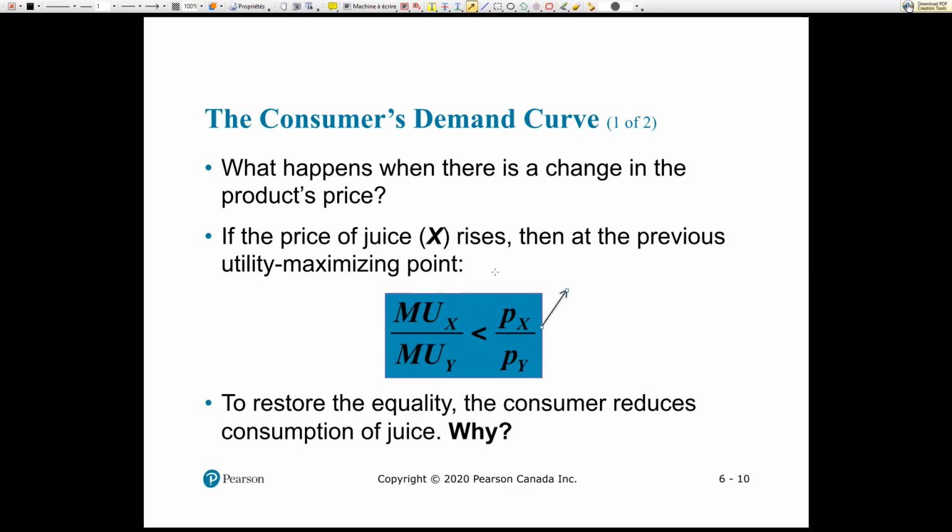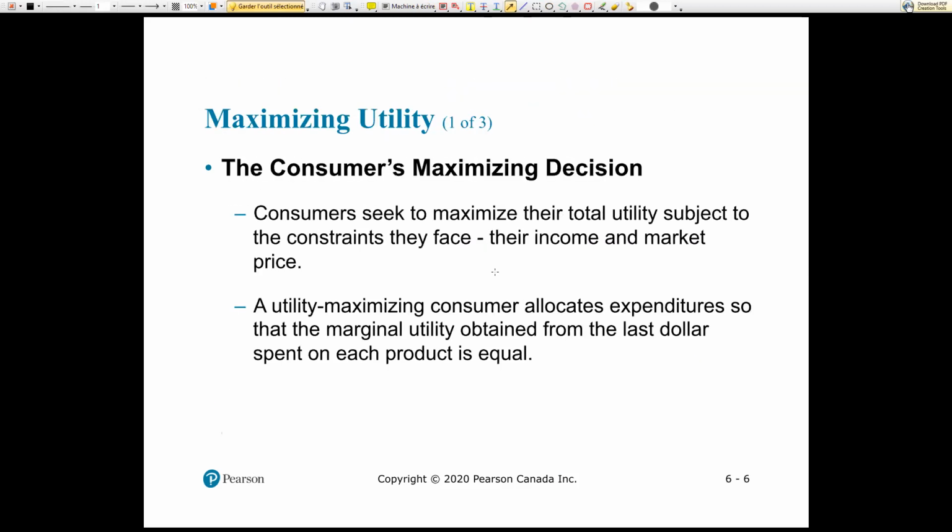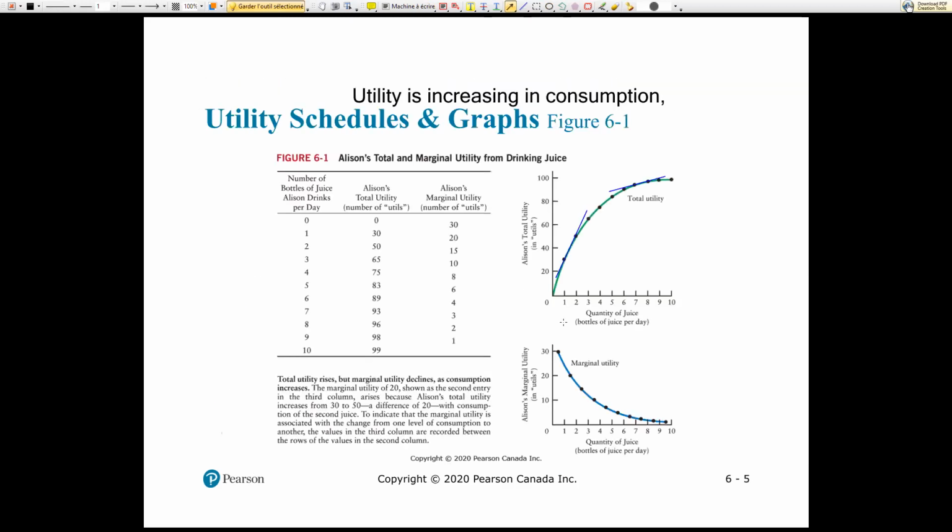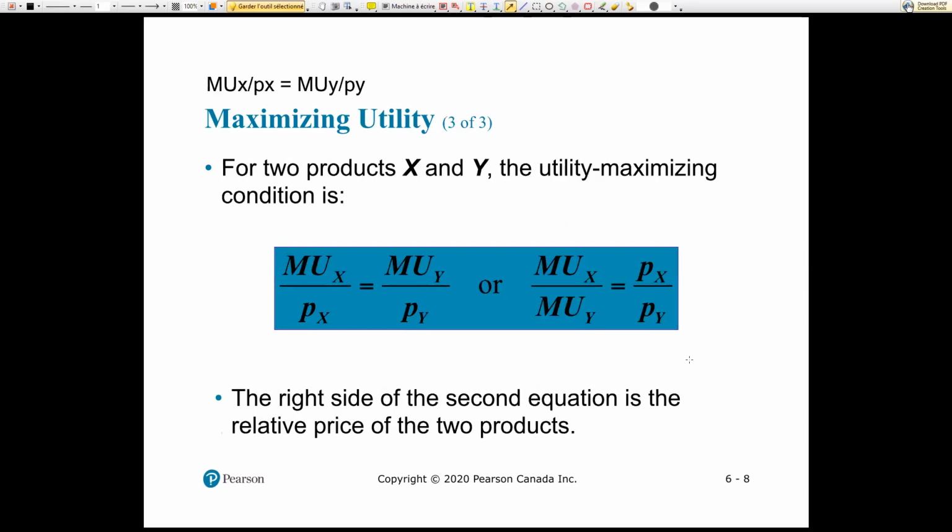So then what do I do in terms of consumption of x? Well, as I have shown previously, I don't care about total utility, I care about marginal utility. And so what I want here is to increase this ratio, MUX over MUY. So what do I have to do? Well, the marginal utility decreases when I consume more of X. So what should I do if I want to increase this ratio? I should decrease the consumption of X and increase the consumption of Y.